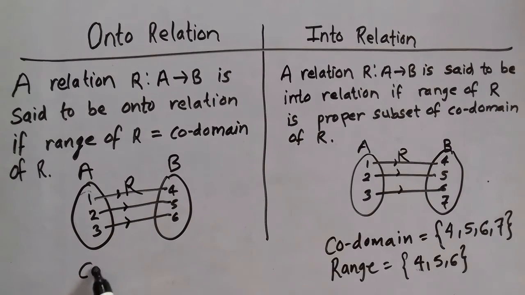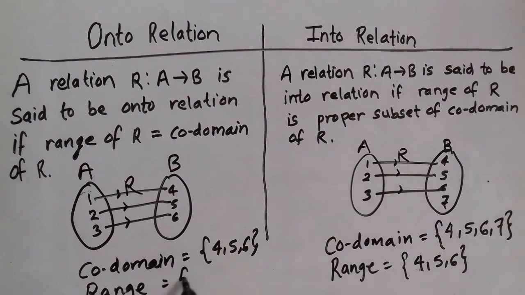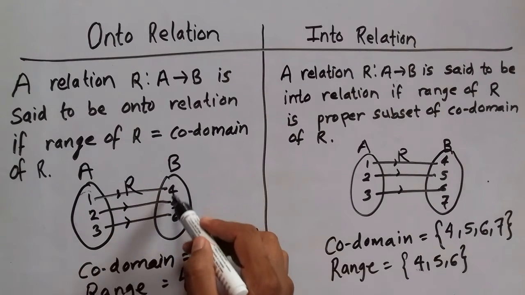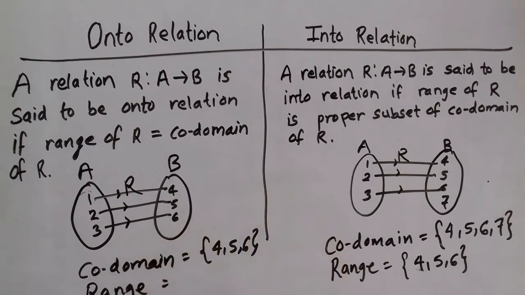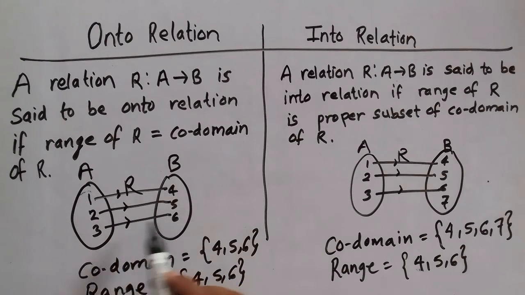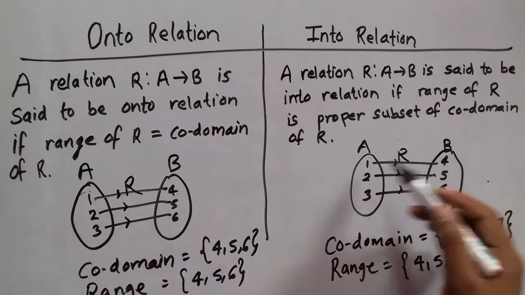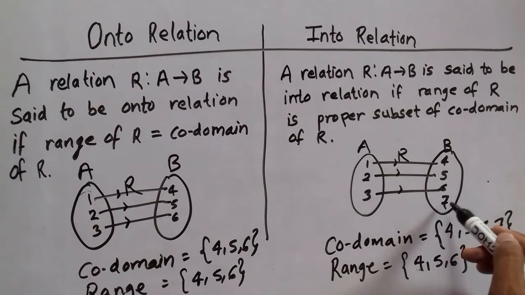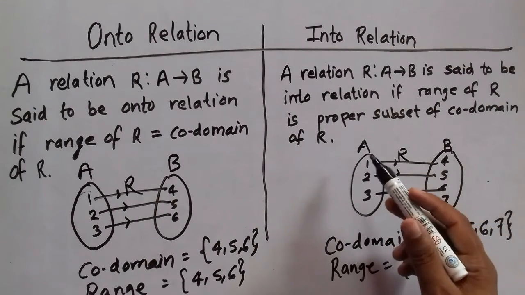Here the range means images of all the elements of set A. They are 4, 5, 6. 4 is the image of 1, 5 is the image of 2, 6 is the image of 3, and 7 is not the image of any element of set A.